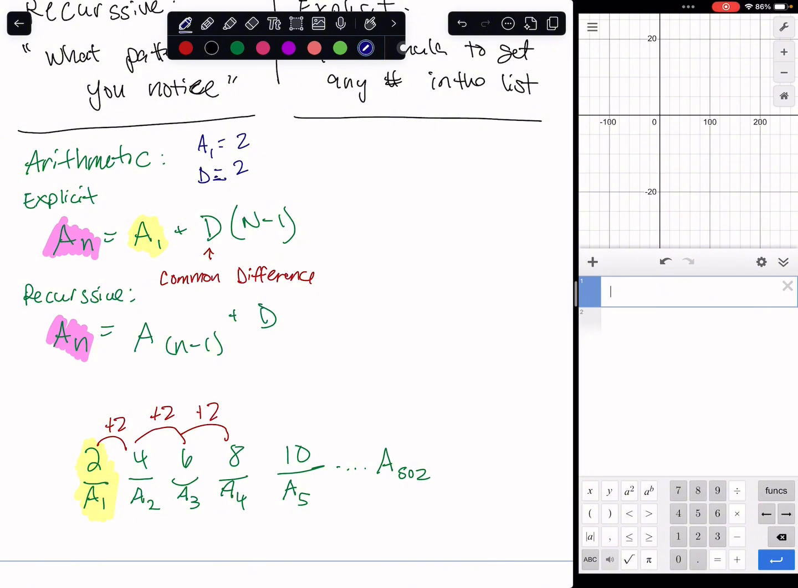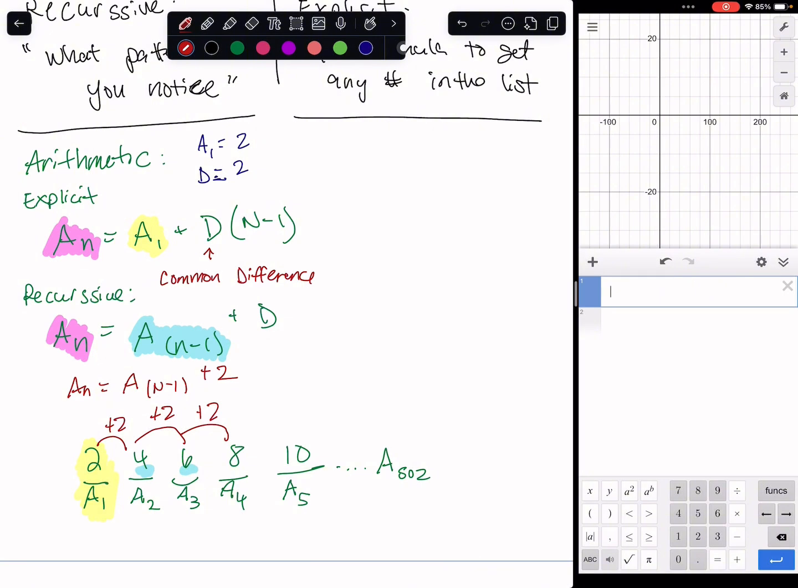Now, this phrase right here, n minus 1, literally means the number before. To help you make this make sense, in order to get 6, you added 2 to the number before. So this formula would be a of n equals a of n minus 1 plus d. Or actually, I can change that d because we already solved it.